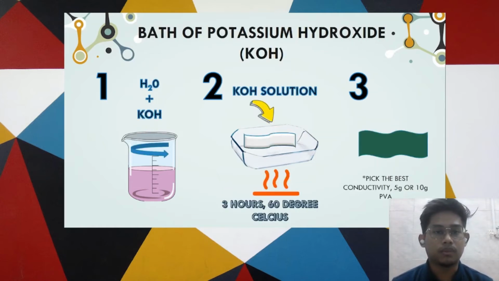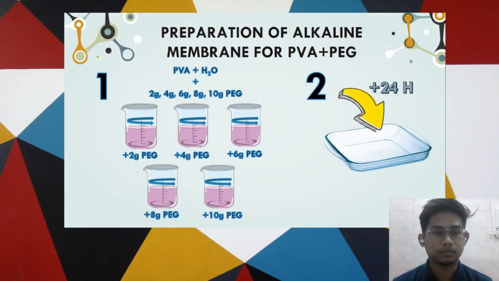And last is bath of potassium hydroxide. For this, we mix water and potassium hydroxide, and after that, we transfer the solution and the membrane in the glass container, and we heat for 3 hours at 60 degrees Celsius. And after that, we pick the best conductivity, which is either 5 gram or 10 gram of polyvinyl alcohol.